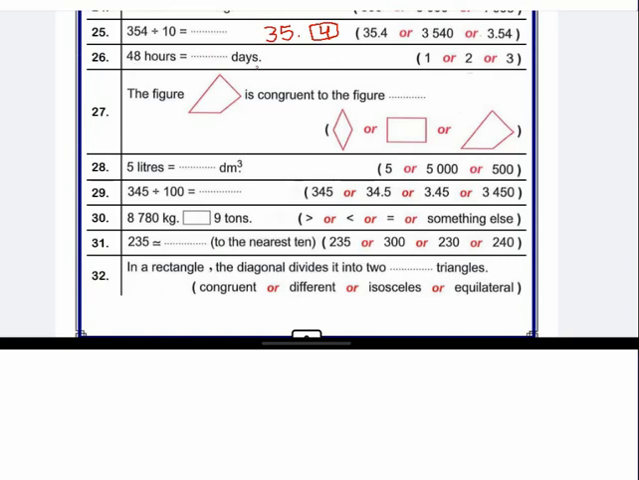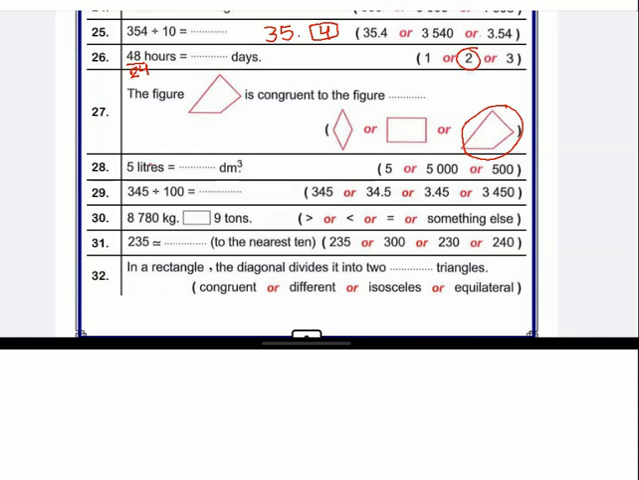48 hours equal how many days? We have 24 hours per day, so 48 hours means 2 days. You can divide this number by 24 if you don't know how to get the answer. This figure is congruent to which figure? Which one is like this figure, the same in everything? Yes, this figure.